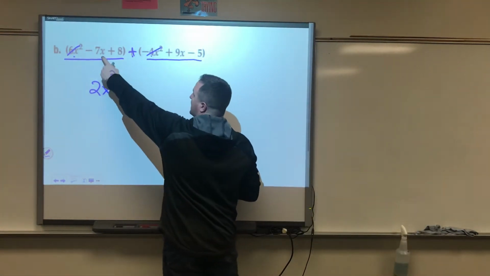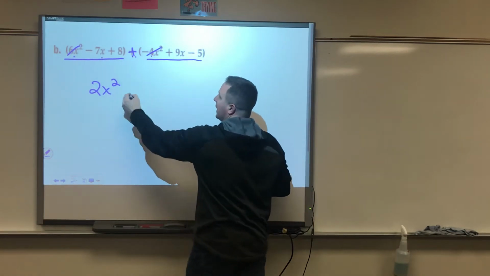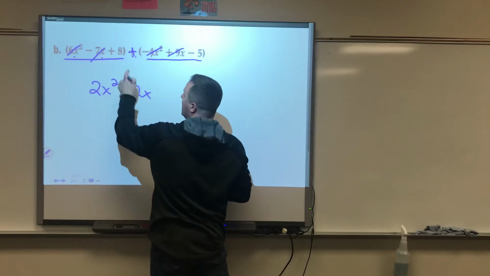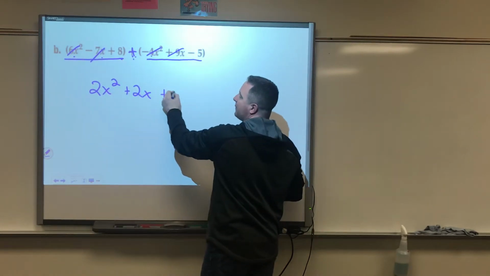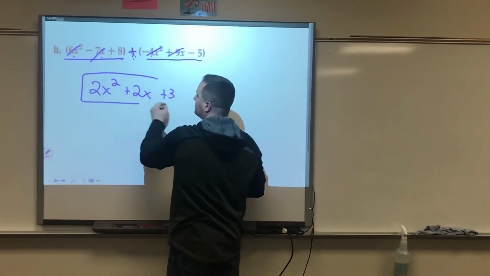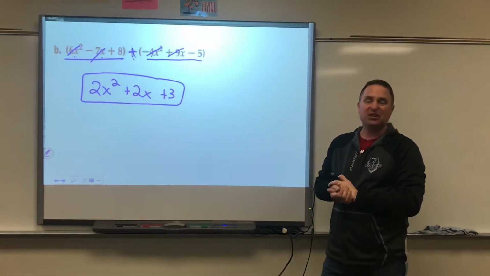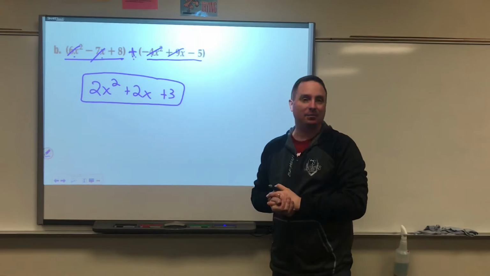Okay, then come the x's. Negative 7 plus 9 is positive 2x. They're gone. And then I have 8 plus negative 5, which is 3. And there would be my answer right there. So adding, just combine like terms. It's as simple as that.